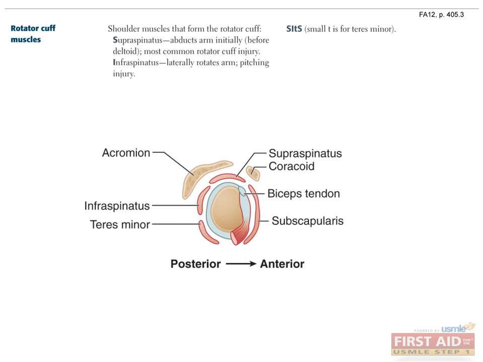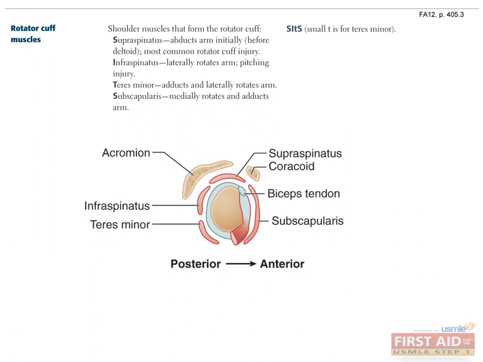The next muscle is the infraspinatus, which is responsible for laterally rotating the arm. This is often injured by pitchers. Again, act out the motion for yourself. Next is the teres minor, which adducts and laterally rotates the arm. Finally, we have subscapularis, which adducts and medially rotates the arm.